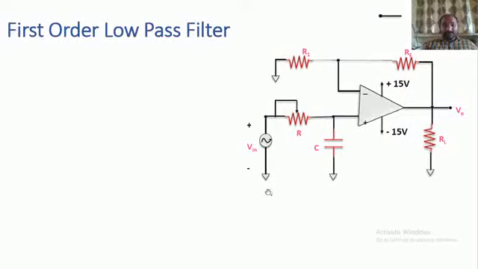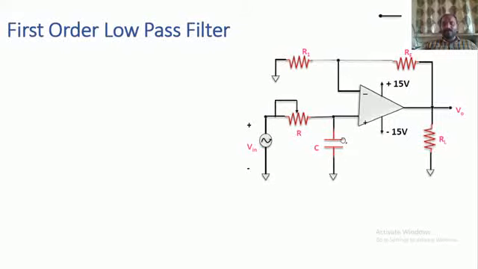Okay, I'll come to that point, just wait a minute. We have the first order low pass filter. Why are we calling this the first order low pass filter? Because the low pass filter is designed using a single resistor and a single capacitor.